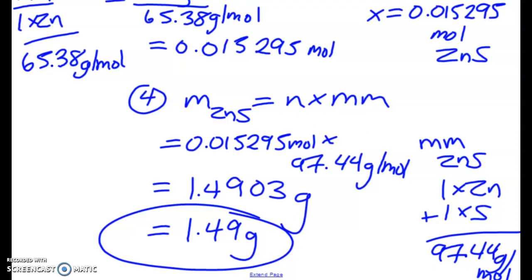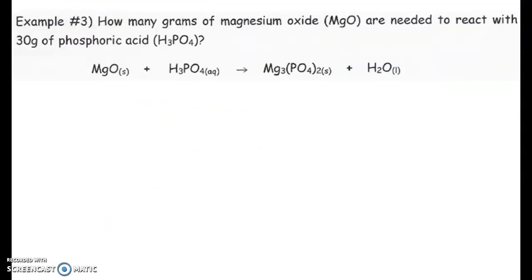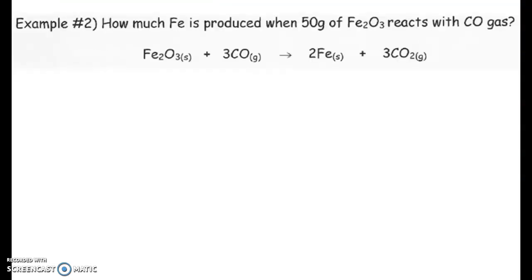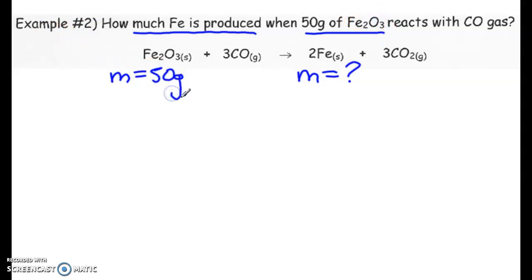Okay, so we're going to do another one of these together. Actually, I believe, yes, I'm going to do one more with you and then you'll try the next one out. So here we have how much iron is produced. Right away, we're looking for the mass of iron. We have 50 grams of iron(III) oxide, and it's reacting with carbon monoxide, but we don't have a mass value for that.